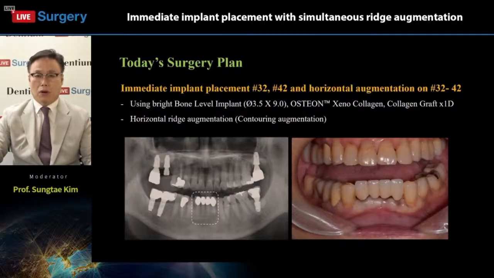It could be controversial anyway, but in Korea, in my practice, recently I applied the collagen matrix for the barrier membrane. So for this specific patient, we applied Xeno collagen bone graft material and the collagen graft, and placed the narrow diameter implant, 3.5 millimeter diameter and 9 millimeter length. And the simultaneous bone graft is a contouring augmentation.